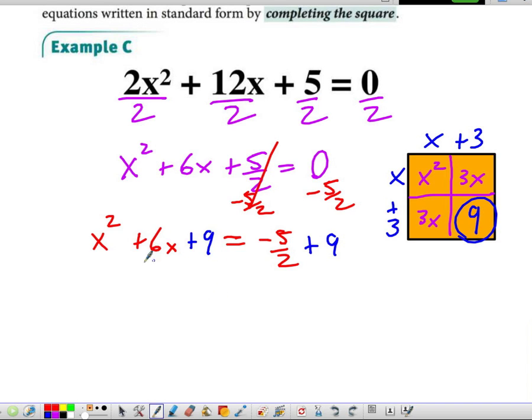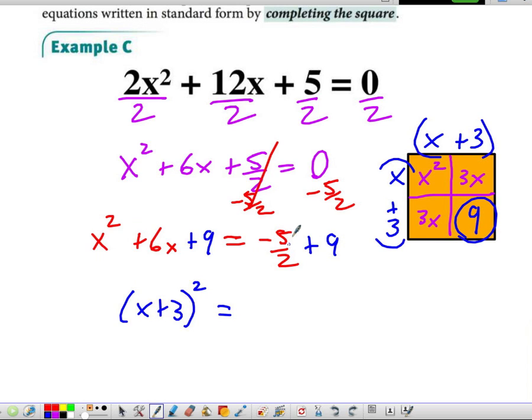Now what I want to do is rewrite this. This represents the area of the square. What's the other way we can write it? Well, by using the dimensions on the outside. And so that's going to be x plus 3 squared. This is the same as the area of this, same thing.